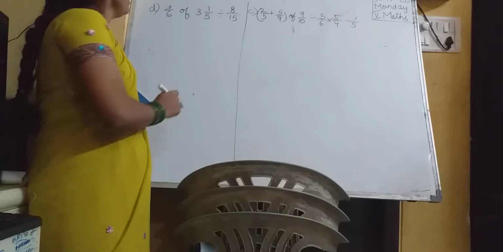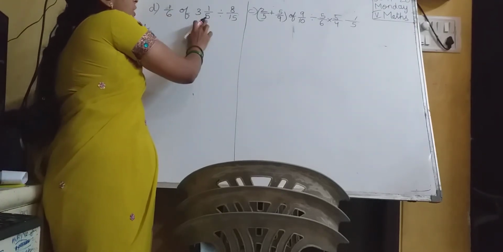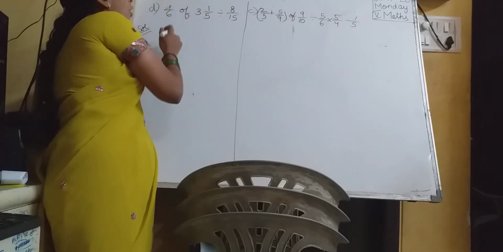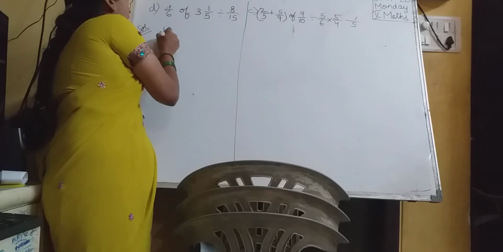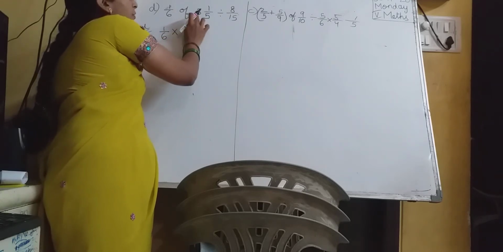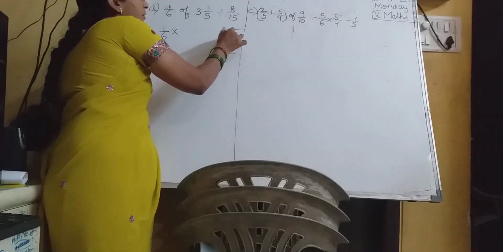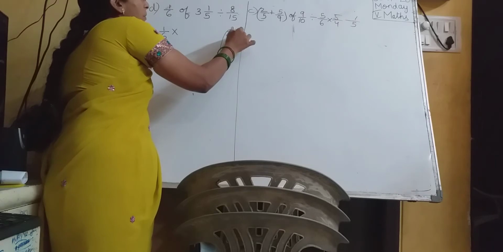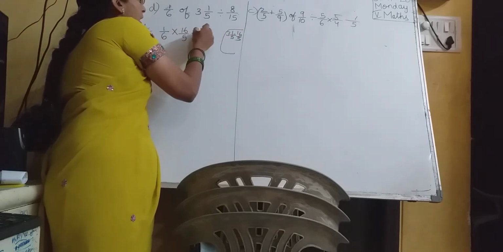Now here we don't have brackets. See the D1, I am explaining it first. We have of. Of means multiplication. 1/6 of 3 whole 5/... into sign. 5 threes are 15, 15 plus 1 is 16, so 16 by 5. Here you see children how to change: multiply, 5 threes are 15, 15 plus 1 is 16, 16 by 5 divided by 8 by 15.